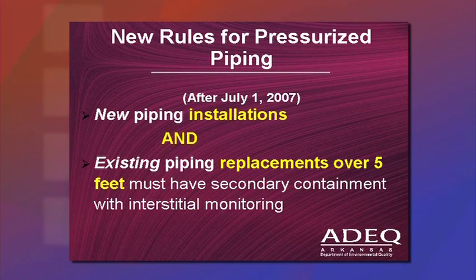So we already talked about this earlier today too: new piping installations and existing piping replacements. But this time we're putting in that 5 feet. So if you're replacing more than 5 feet of single wall pipe, you must replace it with piping that's secondarily contained and a way to monitor the interstitial space.